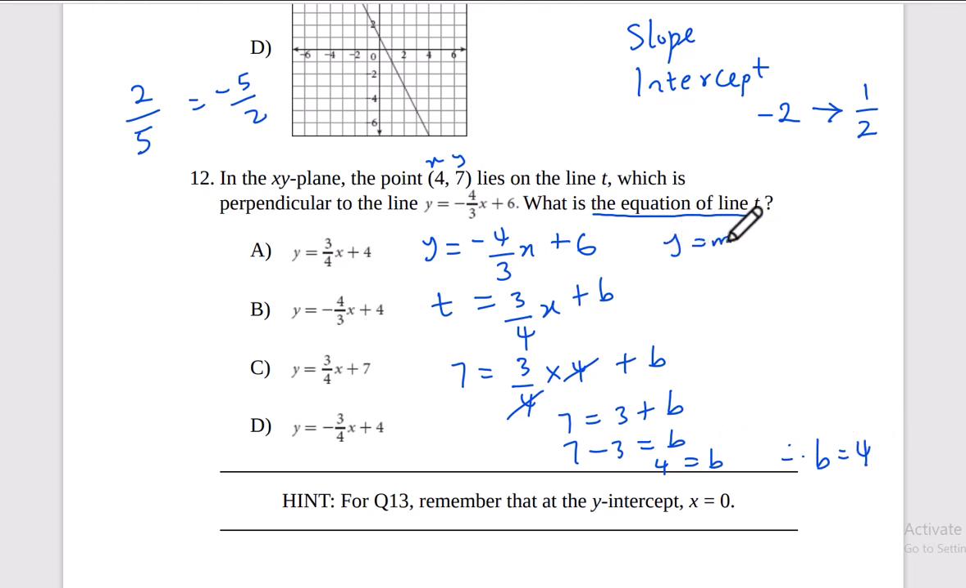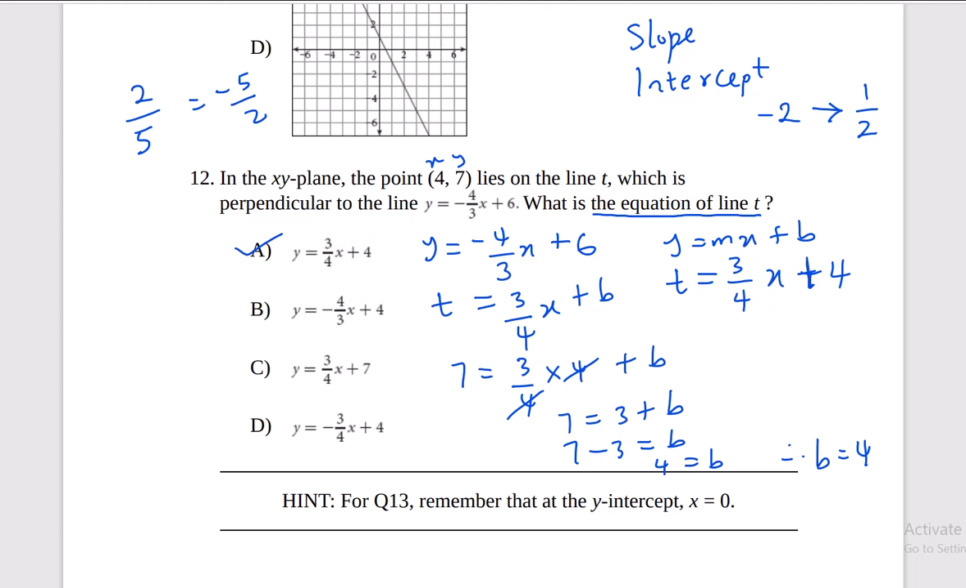So putting this back into y = mx + b, our y they said is T. So line T is equal to, what is the slope of line T? 3/4x, and what is b? Plus 4. So do we have 3/4x + 4 in the options? 3/4x + 4, and that's A.